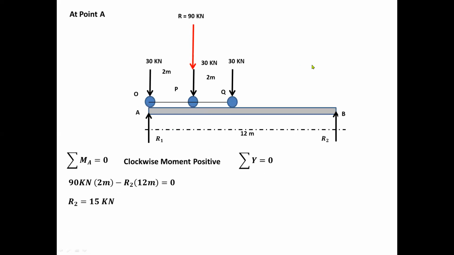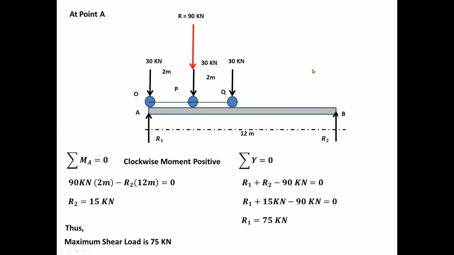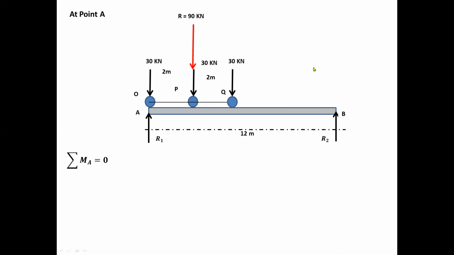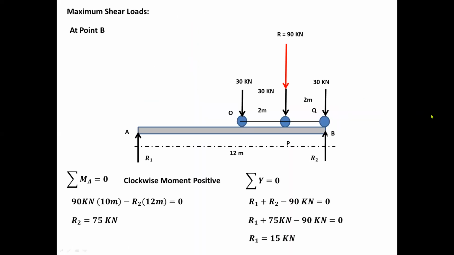And then, summation forces vertical is equal to 0. R sub 1 plus R sub 2 minus 90 kilonewton is equal to 0. Ang value ng ating R sub 1, 75 kilonewtons. Thus, the maximum shear load is 75 kilonewton. Bakit? Ano ba yung kanina? Bakit 75 kilonewton? Kanina kasi, pareho lang.